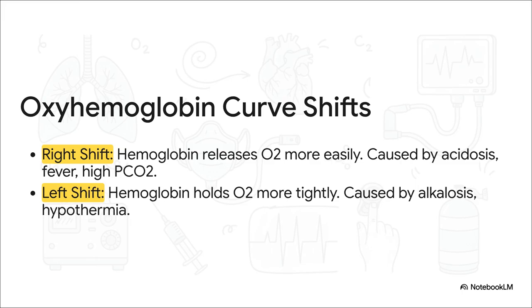The famous oxyhemoglobin dissociation curve. It beautifully illustrates the dynamic relationship between PaO2 and saturation. What's key here is understanding what shifts this curve. A right shift, caused by things like acidosis, a high CO2, or a fever, means hemoglobin gives up its oxygen more easily to the tissues. That's generally a good thing. A left shift, from things like alkalosis or hypothermia, means the hemoglobin holds on to oxygen much more tightly, which can actually impair oxygen unloading right where it's needed most.